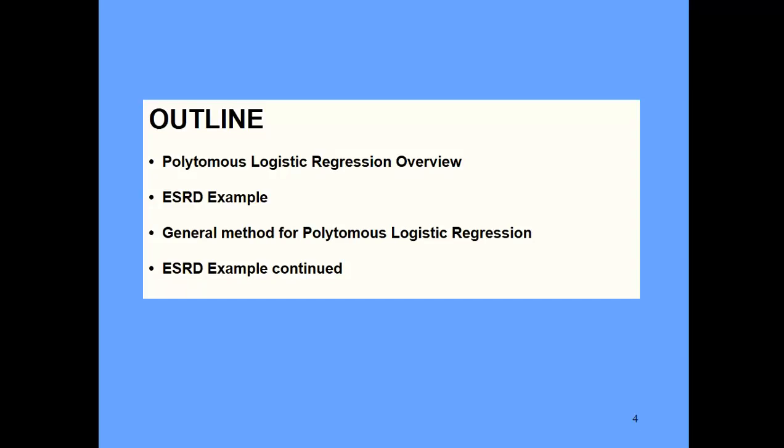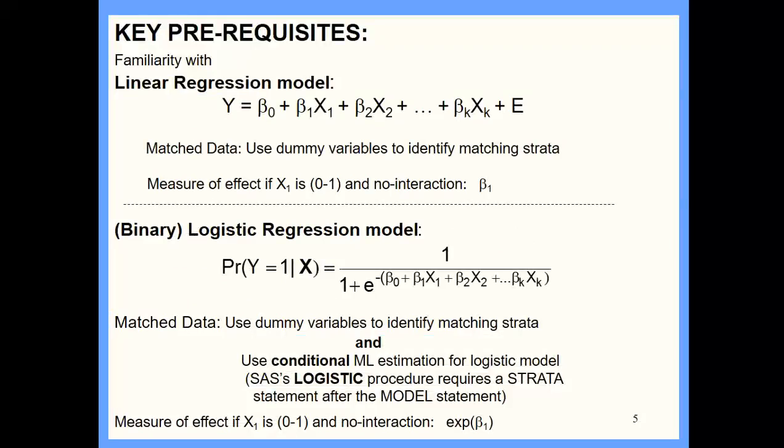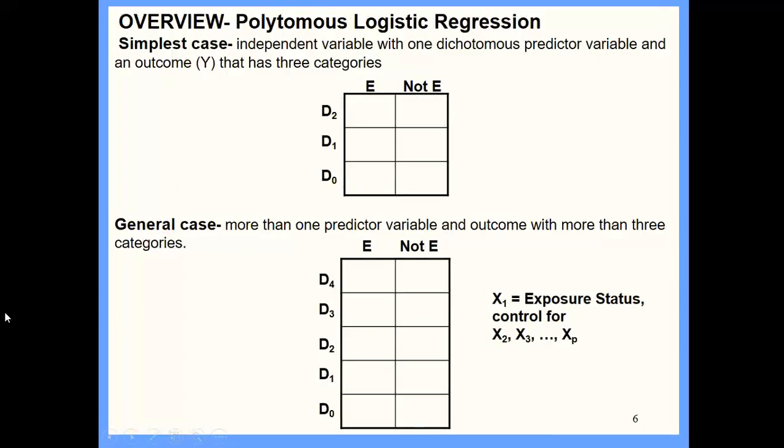Polytomous Logistic Regression Overview. Okay, so here's the overview. First of all, you've learned linear regression, when the model is a linear model and the outcome's continuous. You've learned logistic regression, when the outcome is binary, 0, 1, only two possibilities. And you've learned about how to deal with logistic regression even with matched data, and when you have matched data, you might have to deal with conditional logistic regression. Now we're talking about what happens if the outcome has more than two categories. Not just binary, it has at least three categories.